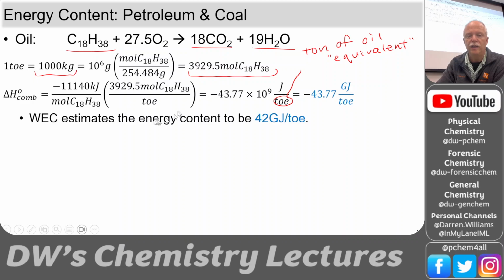And the World Energy Council estimates the energy content to be 42. So we're a little high. And that makes sense because, again, if you're digging crude oil out of the ground, you've got some oxygenates, some oil that's reacted with oxygen, you've got some sulfur compounds and things like that. Those things do not produce as much energy. So this is for natural oil, the 42 gigajoules, that's the World Energy Council estimate.